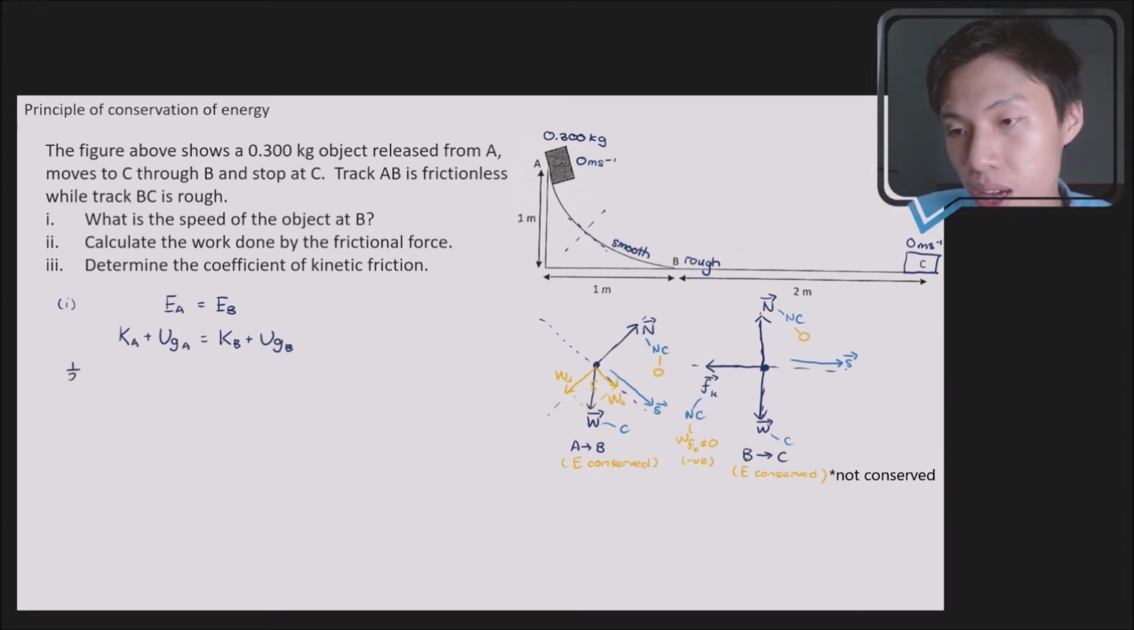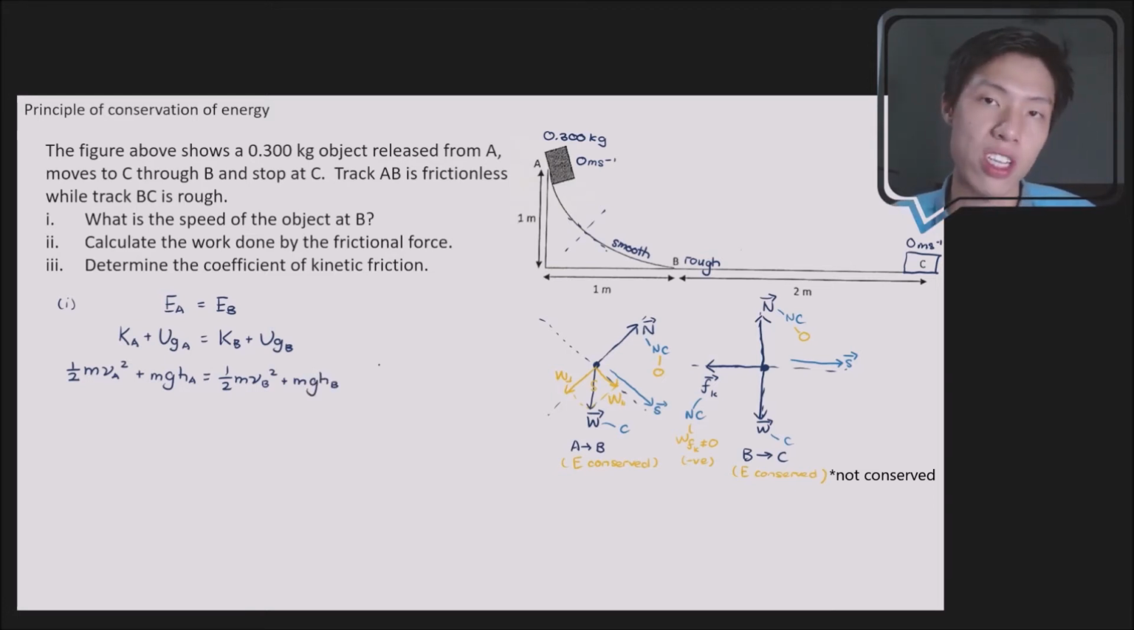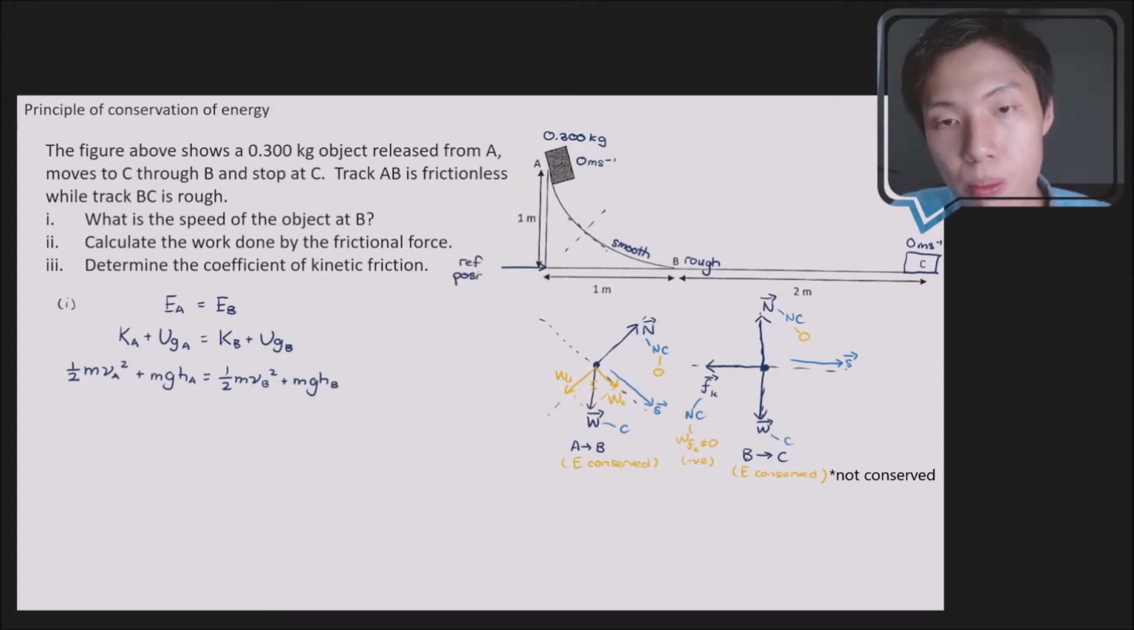Okay, so this will be half m v_A squared to represent the kinetic energy at point A, and you have m g h_A for your gravitational potential energy at point A. Then you have half m v_B squared for your kinetic energy at point B. You have your m g h_B for your gravitational potential energy at point B. Now it's just a matter of substitution. Again, before I substitute, let's try to be clear where we are setting our reference position. We'll be setting this ground here as our reference position. Okay, reference position is important when you're calculating the gravitational potential energy.